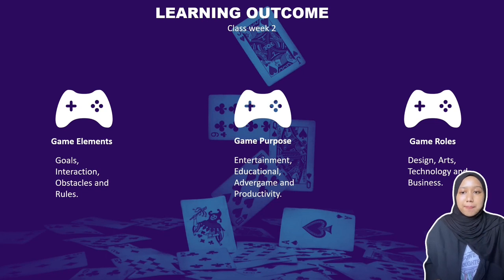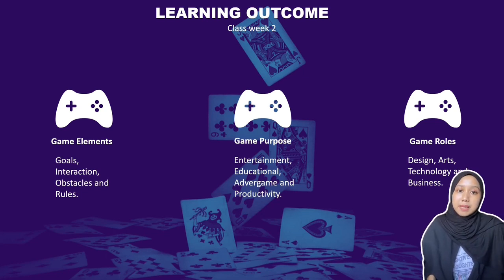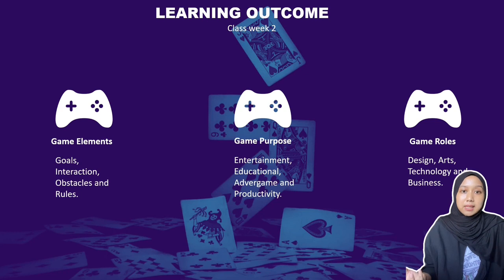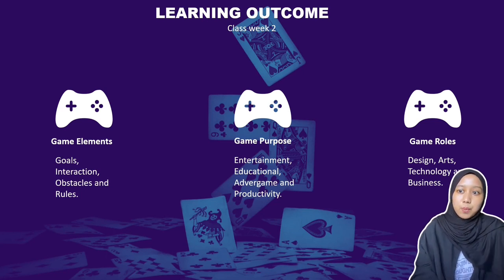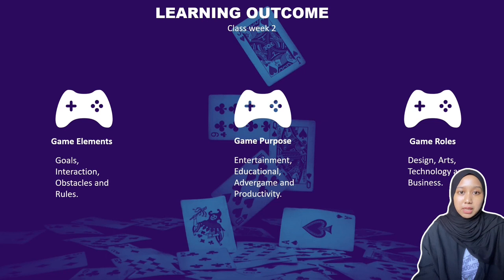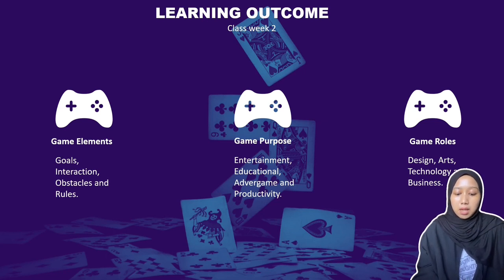The second thing is the game purpose. There are a lot of game purposes, but the ones that I listed are entertainment, educational, advertising, and productivity. There are also four types of game roles, but basically for this class, Prof said that we are only going to do three types of role, which are design, arts, and technology. Design is basically the project manager. It manages and mixes all the areas of work together, including the documents, game design, and so on.